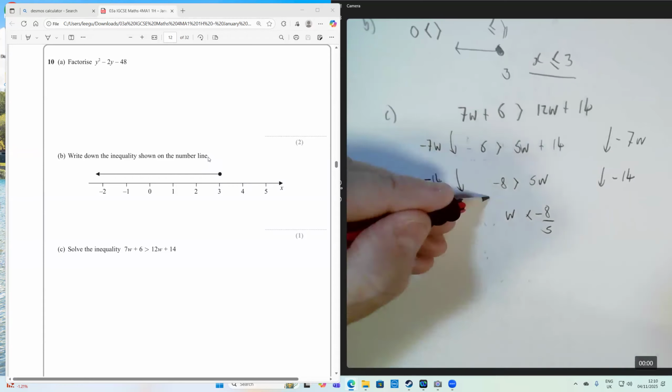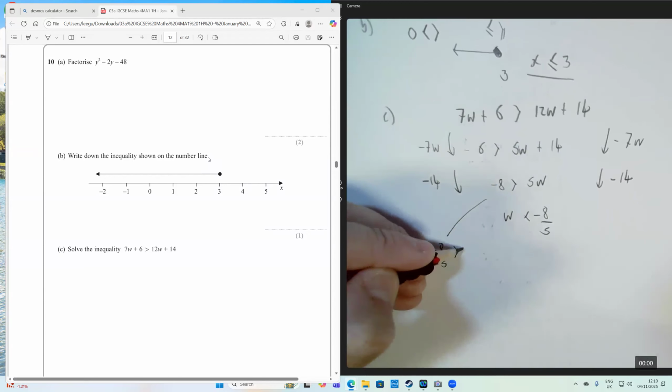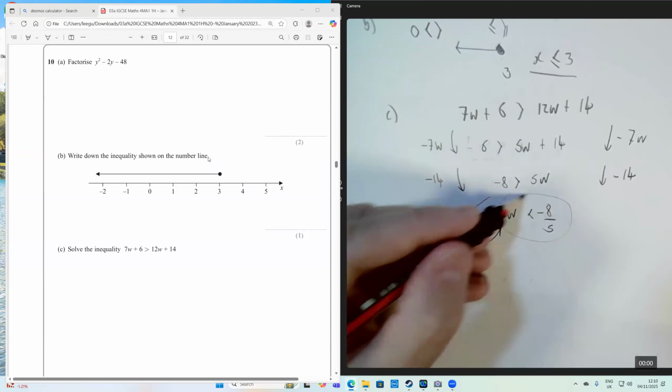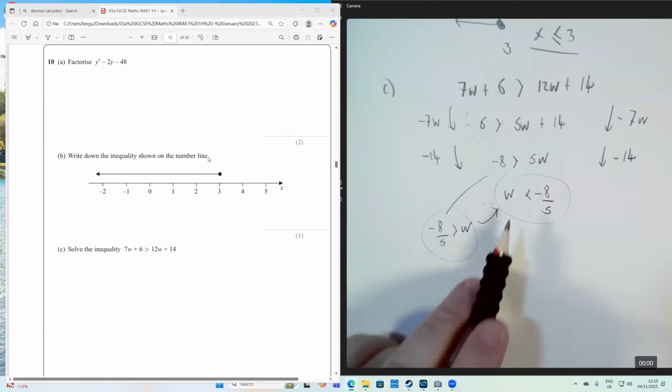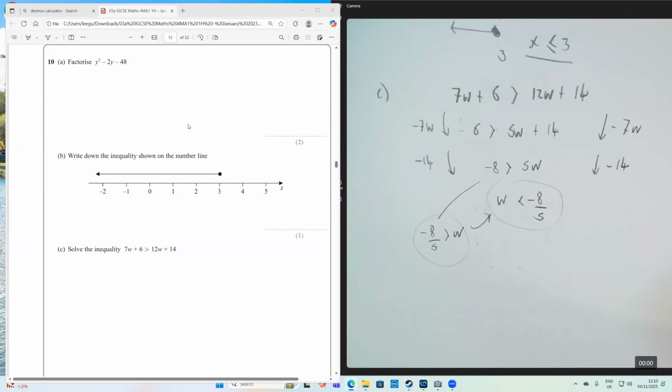So I would end up with this, minus 8 over 5 is greater than w. But ordinarily, we would write it just that way around. I don't think it's necessarily incorrect to write it that way around, but it's better just to change the way that you write the direction. So that's the answer for question 10, part C.